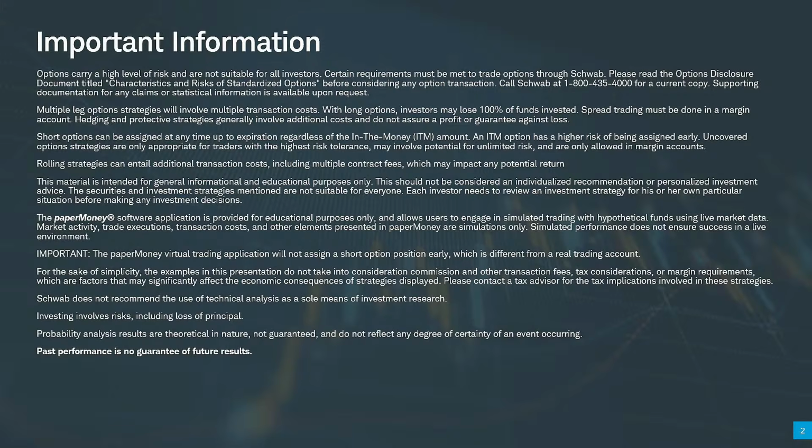We will be using the Paper Money software application. It's provided for educational purposes only. It's a fantastic tool as you're trying to learn strategies, maybe learn the Thinkorswim platform, use it on the paper side of things till you get that comfort level there. Paper Money virtual trading application will not assign a short options position early. That's important, especially in this class, because we do some short option selling. We'll try to point out those things as they occur in the portfolio. Past performance is no guarantee of future results.